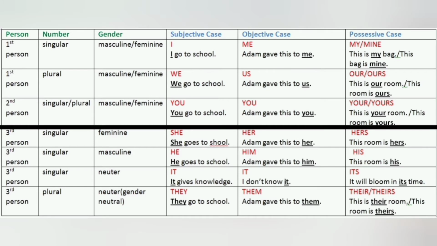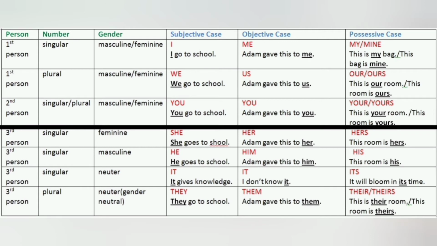Now, if we are talking to a person in front of us or people in front of us and they are either singular or plural, it doesn't matter also if it is masculine or feminine, we only use you. You is the subject, the doer of the action word go. So in a sentence, we say, you go to school. In the objective case, you here is the receiver of the action word gave, done by the subject Adam.